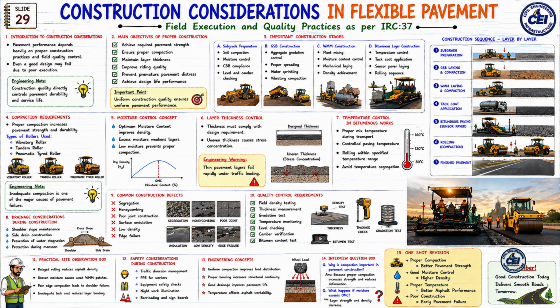Now let us look at the ninth topic. 9. Common construction defects. What are construction defects? Segregation, honeycombing, poor joint construction, surface undulation, low density, edge failure. And these defects are shown in the right side images. Now let us look at the 10th topic.